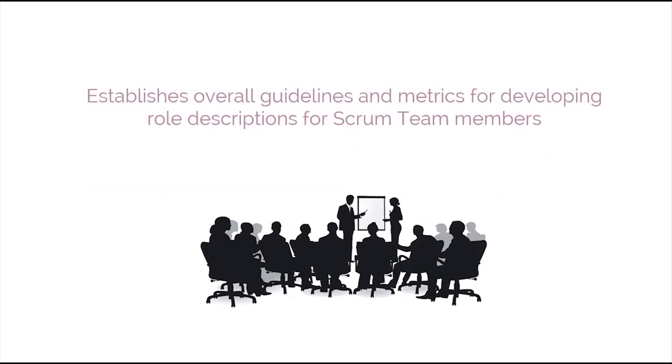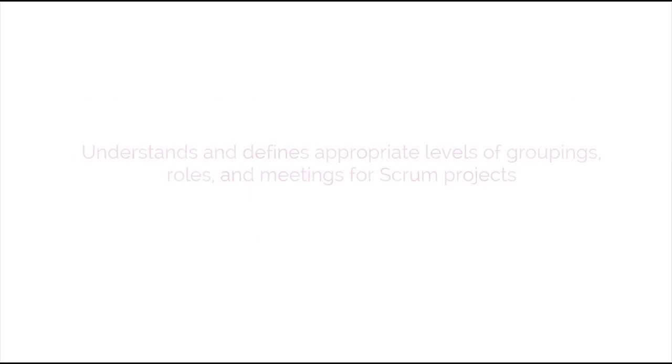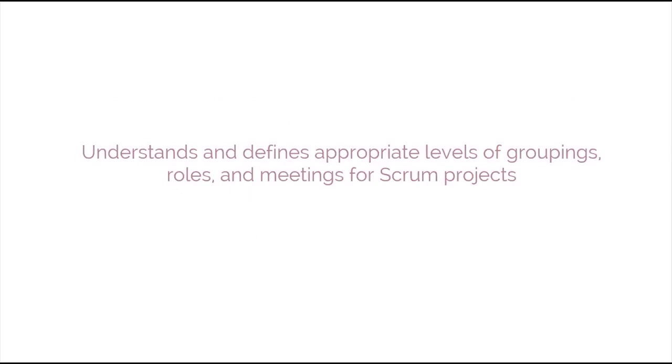The Scrum Guidance Body establishes overall guidelines and metrics for developing role descriptions for Scrum team members. It acts as a consultant to projects across the organization at different levels. It also understands and defines appropriate levels of groupings, roles, and meetings for Scrum projects.